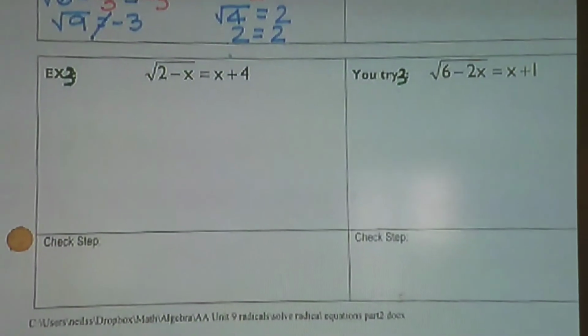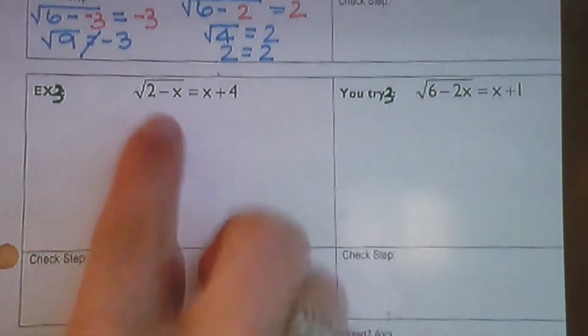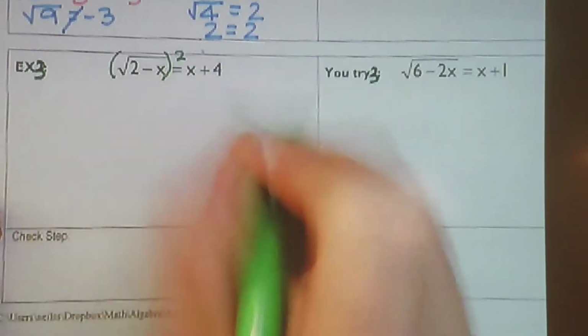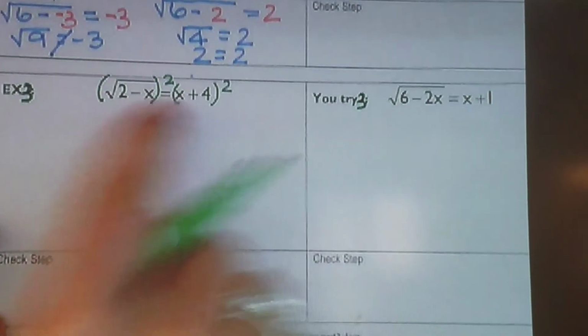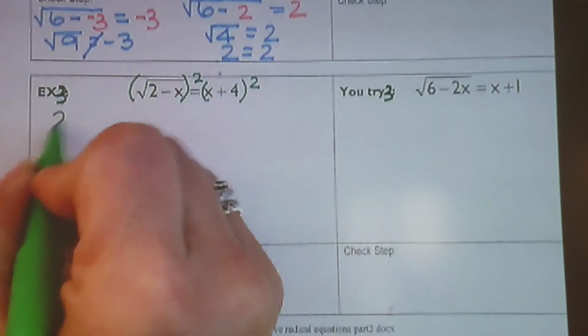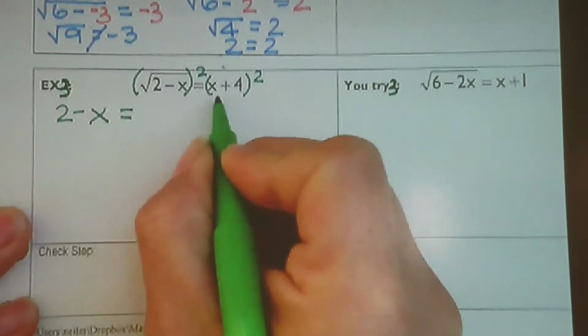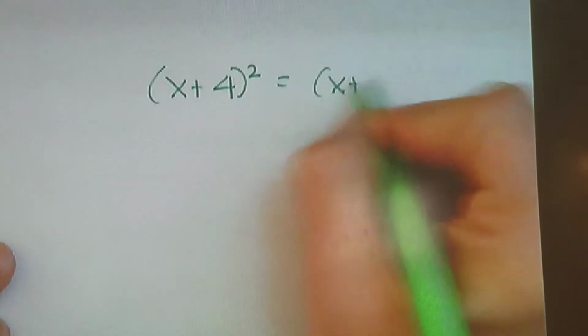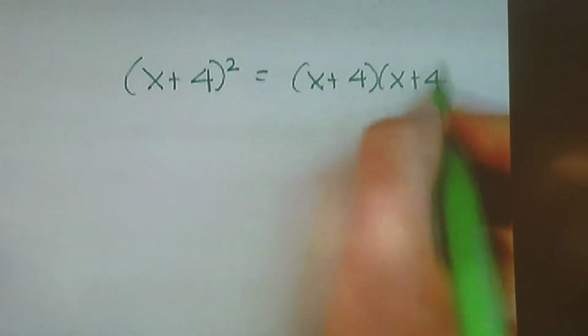Okay, so for U-try 3, example 3, again we're going to square both sides. But instead of just having a single term on the right side, we have a full expression. So now we have to remember how to multiply those out. On the left-hand side, we're still going to have just the 2 minus x. But on the right side, we have (x plus 4) all squared. So I'm going to flip my paper over, which you could too. (x plus 4) squared is the same as (x plus 4) times (x plus 4).